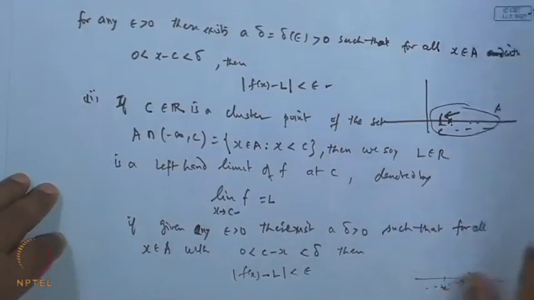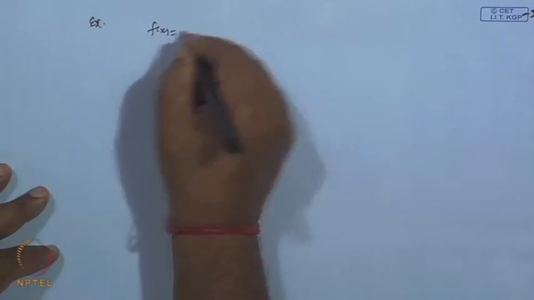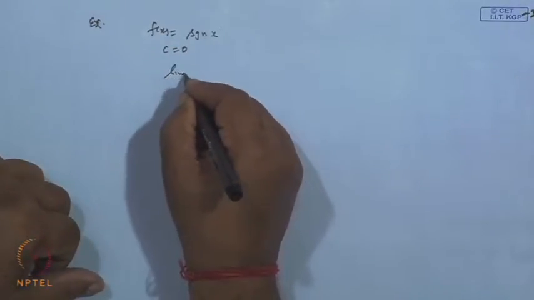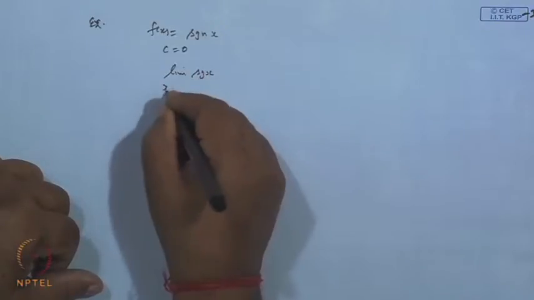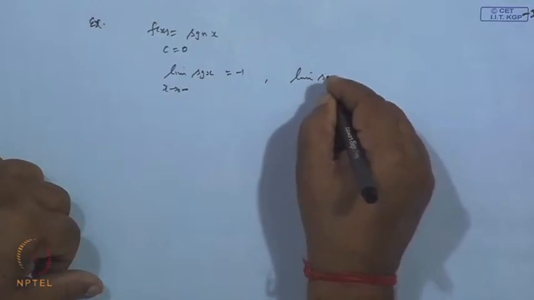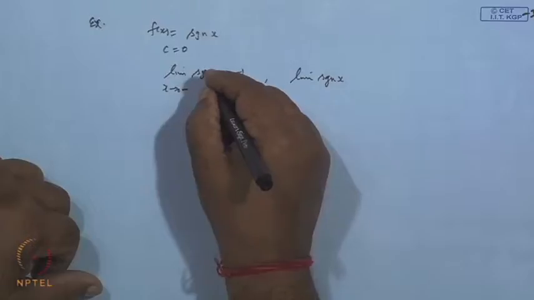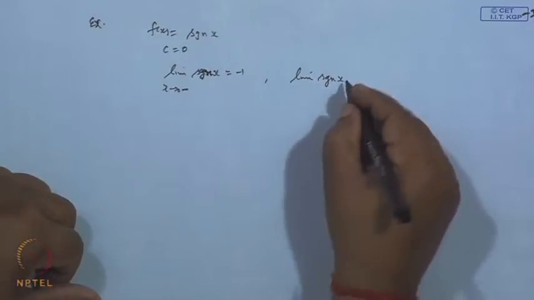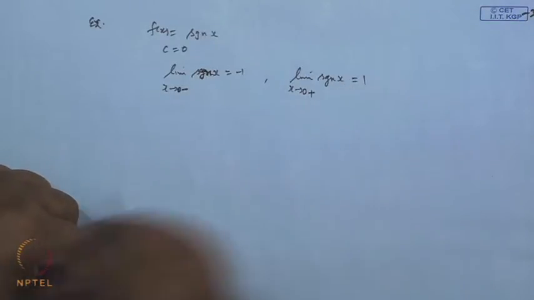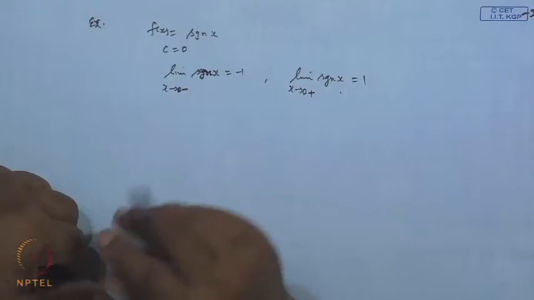We have seen the example: if we take the function f x equal to signum of x and C is the point 0, then we say the limit of the function signum of x, when x tends to 0 minus, is minus 1 from the left hand side, while the limit of signum of x as x tends to 0 plus is plus 1. So, this is the right hand limit, this is the left hand limit for this.